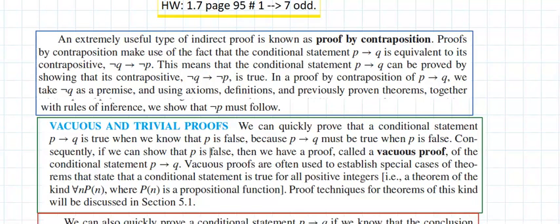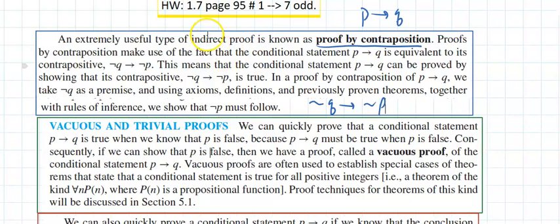Continuing 1.7, an extremely useful type of indirect proof is known as proof by contrapositive. Again, we're still dealing with if-then. If you want to do a proof by contrapositive, you show that the negation of Q implies the negation of P, and that's sufficient to prove if P then Q.